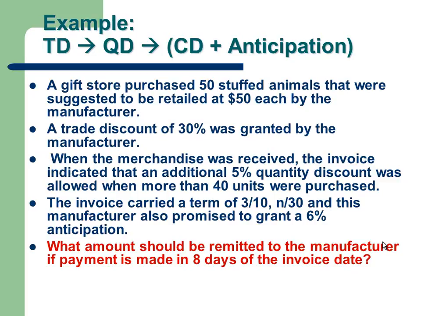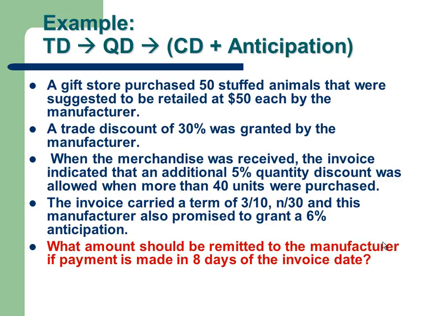The invoice carried a term of 3/10, n/30, a regular dating term. And this manufacturer also promised to grant a 6% anticipation. This means it's not saying that it's giving you a 6% discount, but that the anticipation will be calculated based on an annual interest rate of 6%. Just remember that. So use the annual interest rate of 6% to calculate the anticipation dollars.